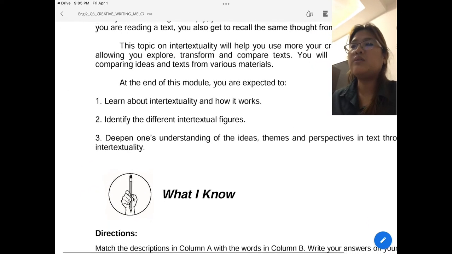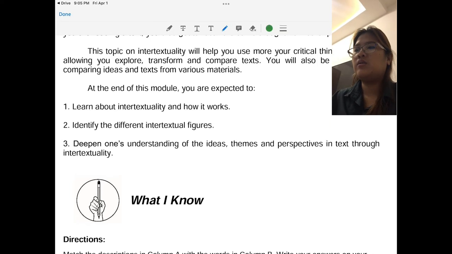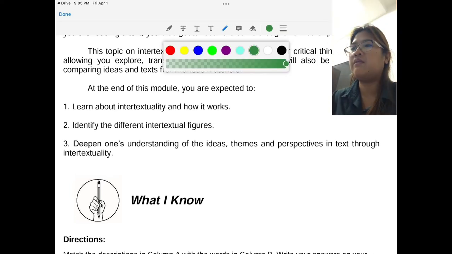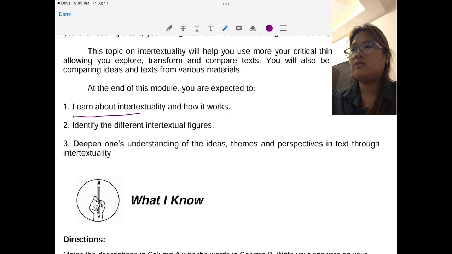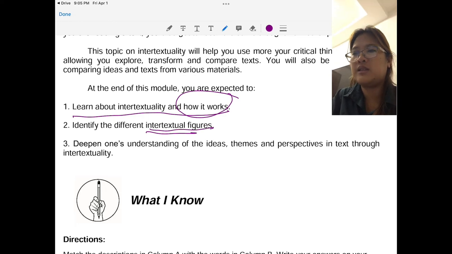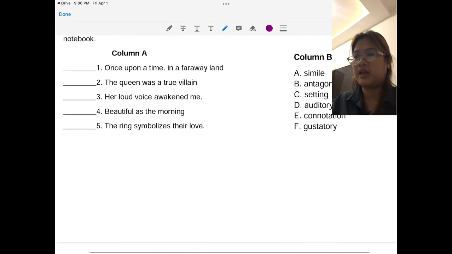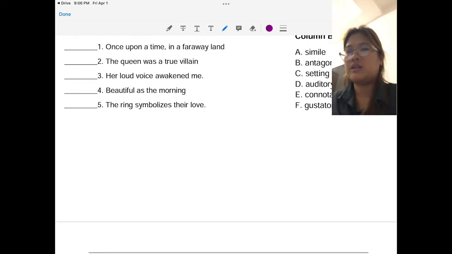So for today, our goals or objectives would be the following. First, learn about intertextuality and how it works. Identify different intertextual figures, and deepen one's understanding of ideas, themes, and perspectives in text through intertextuality.